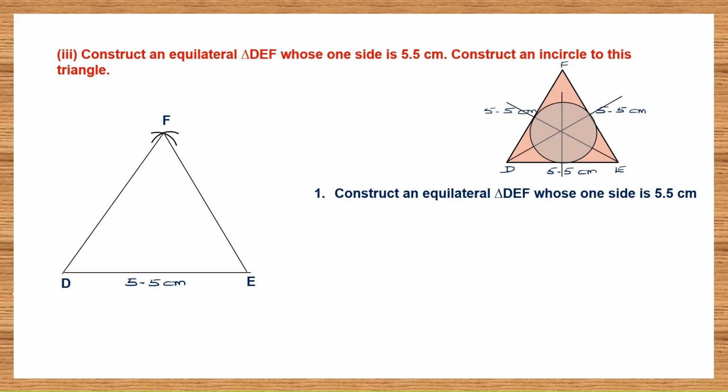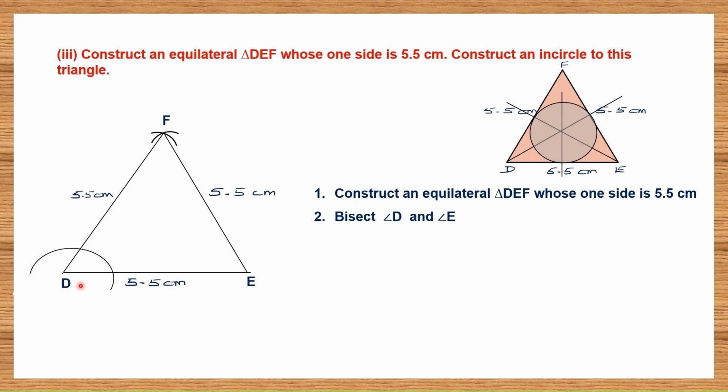So let's write the measurements. All three sides are 5.5 centimeters. So we have finished constructing our equilateral triangle with side 5.5 centimeters. Now to construct this incircle, what should we do? We should bisect any two angles. Let's bisect D and E.